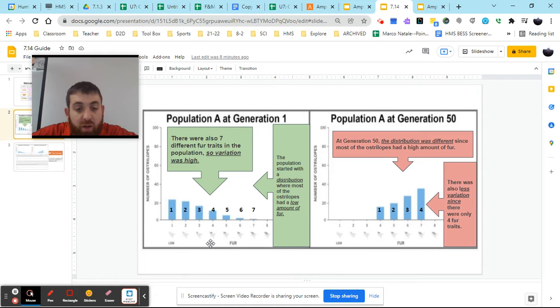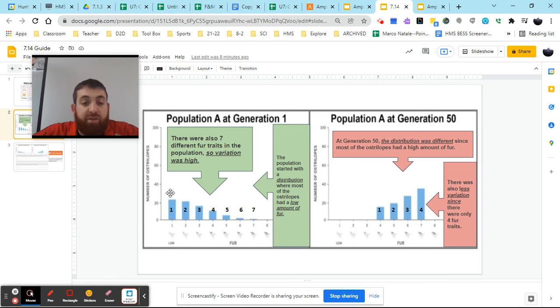and their fur. When we looked at the histograms here, we had population A at generation 1, and population A at generation 50. So the generation of australopes here was a very early generation, and then 50 generations later, as time passed, we can see that the histogram has changed, meaning the population has changed.